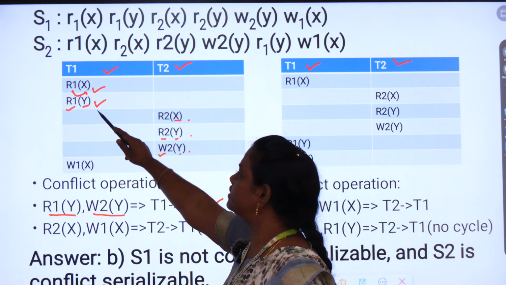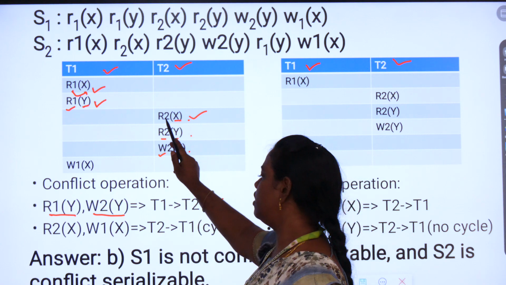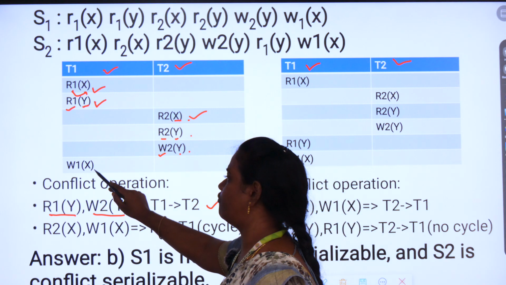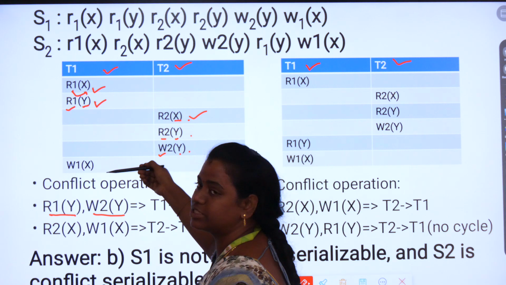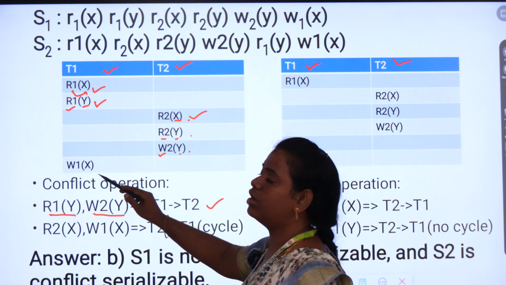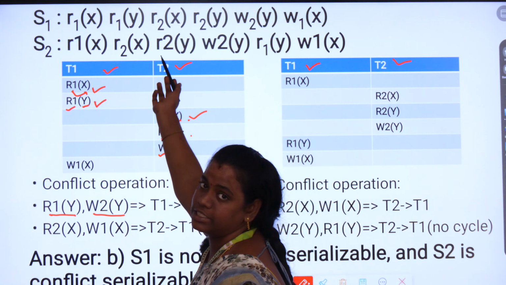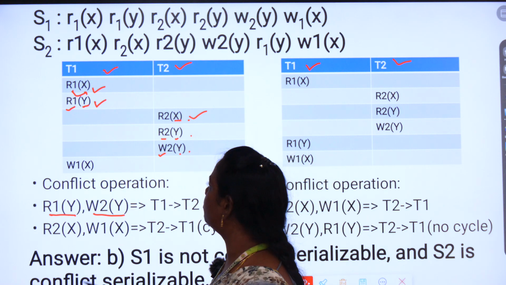So after checking this, next I need to check for R2 of X. So I am going to compare R2 of X with W1 of X, because in transaction T1 the next instruction in the next cycle is W1 of X. So I need to compare with this only. Don't need to compare with the already checked operations. Okay, so R2 of X is compared with W1 of X.